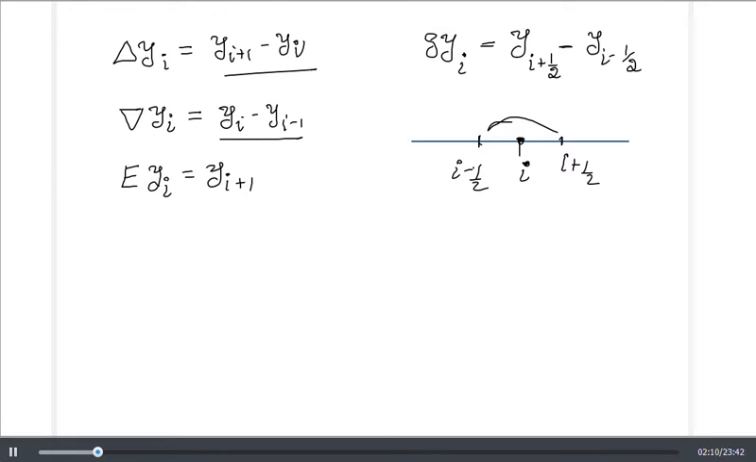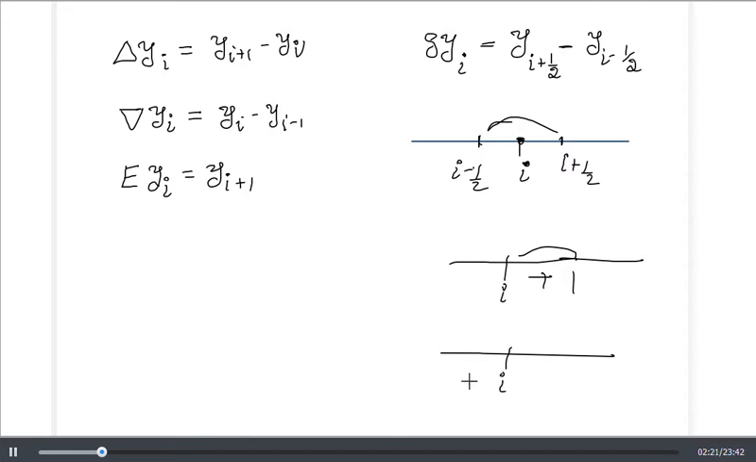But in the forward difference, you are standing at i and taking one step forward and then taking the difference. Whereas in the backward difference, you take one step backward and then take the difference. Whereas in the central difference, you are in the center, half a step forward and half a step backward, then you take the difference. So that is what is happening.